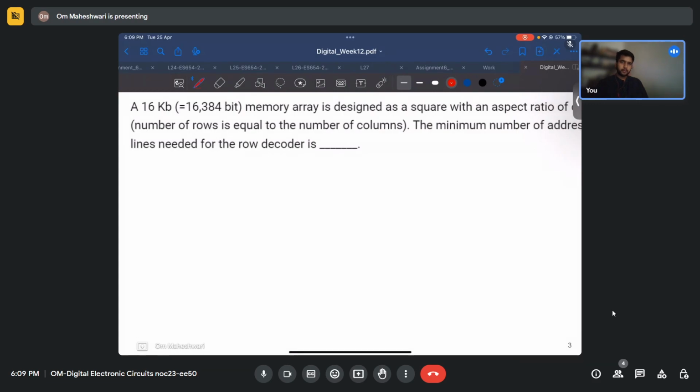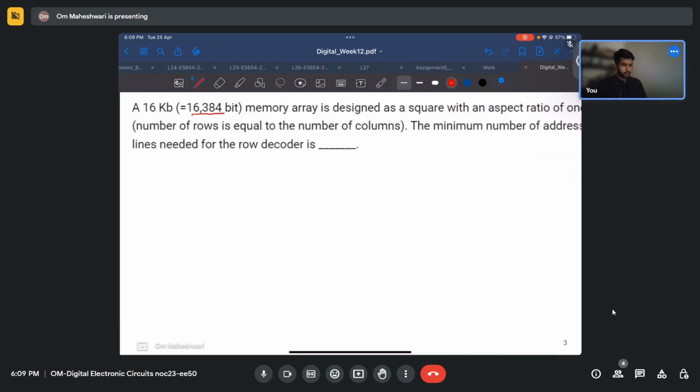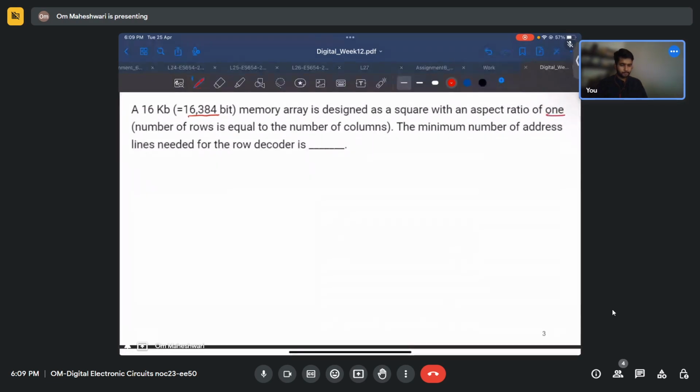A 16 KB memory array is to be designed as a square with an aspect ratio of 1, as the number of rows is equal to the number of columns. What is the minimum number of address lines needed for the row decoder?